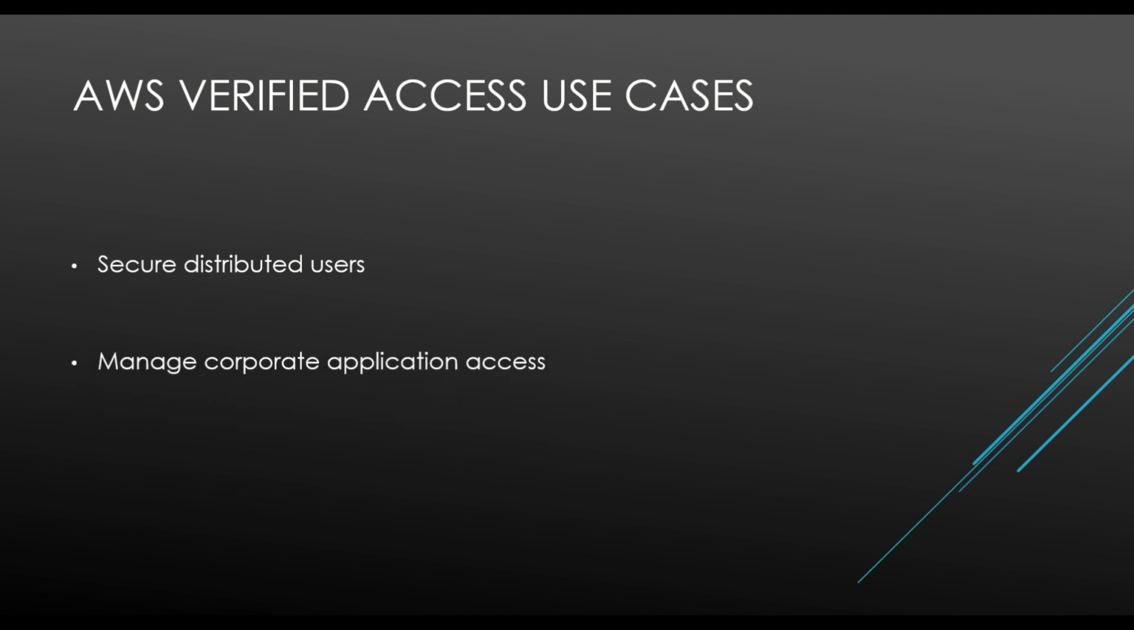Manage corporate application access. IT administrators can build a set of fine-grained access policies using security signal input like user identity and device security status. Use centralized access logs. Verified access evaluates access requests and logs request data, accelerating analysis of and response to security and connectivity incidents.